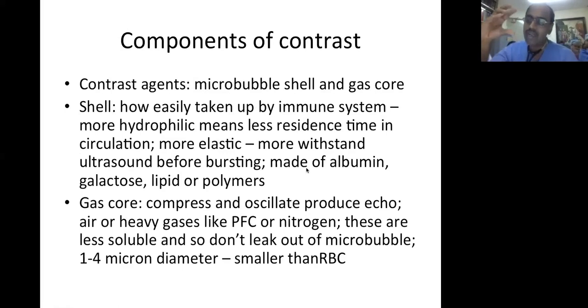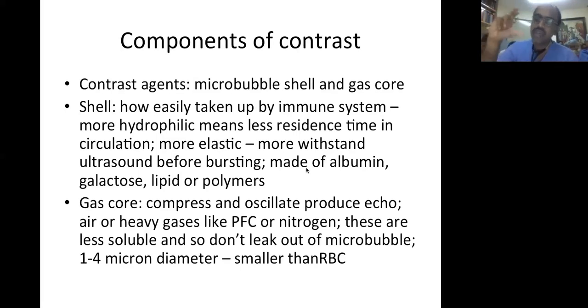So for any bubble, you need a gas inside, called the gas core, and then there should be a surrounding wall. The surrounding wall is the shell. So there should be a shell and there should be a gas core. When we are agitating saline, what we get is a small amount of air bubble that is surrounded by simple water.